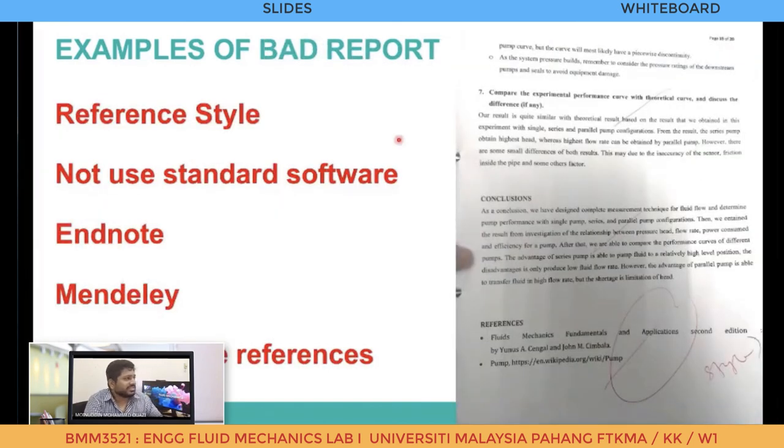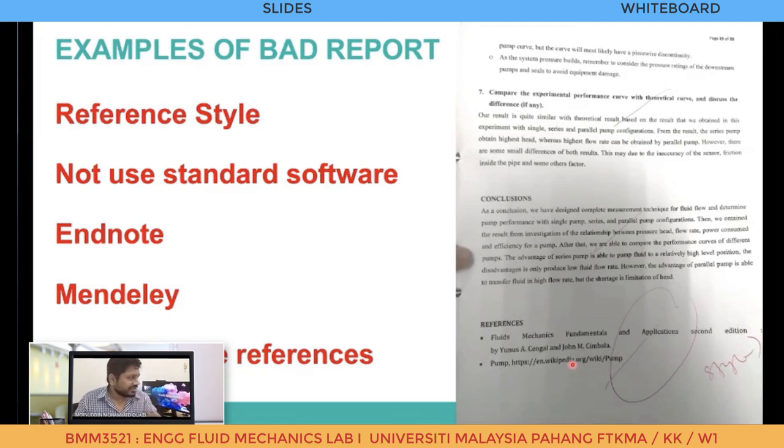So here you can see examples of a bad report. You see this page and there are only 2 references. One is the book, the Senjal book that you have been following since fluid mechanics 2. And the second is the pump Wikipedia. You can give reference of Wikipedia, no problem. But in this long report, 20 pages, only 2 references. So references 0 marks for this report, nothing.